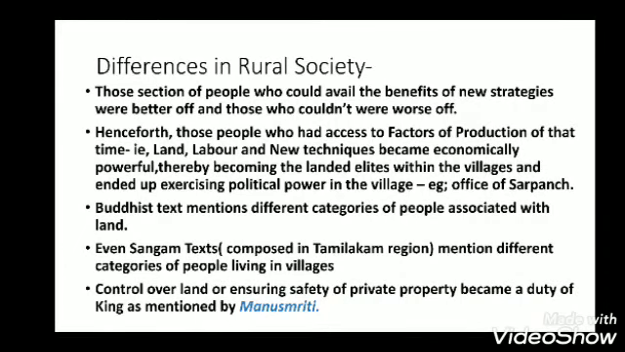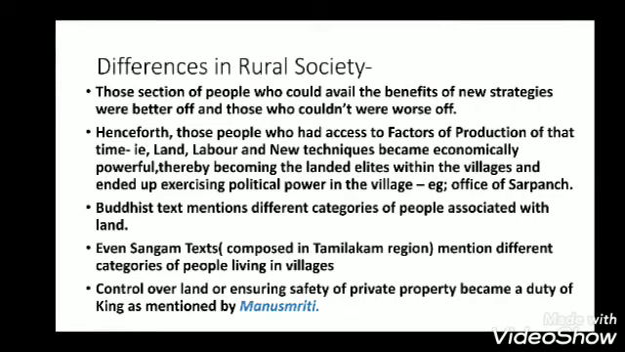So this stratification in the rural society, especially among people related to agriculture, was seen not only in North India but also in South India, especially in the Tamilakam region. And how do we come to know about it? We come to know about it through the Sangam texts. Remember the Sangam age, where an assembly of poets and kings produced works of literature, economy, history, and all that.